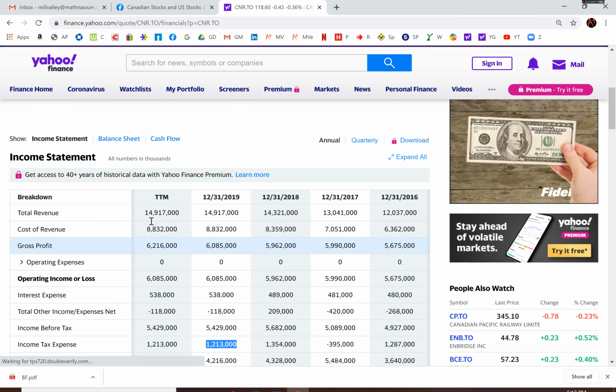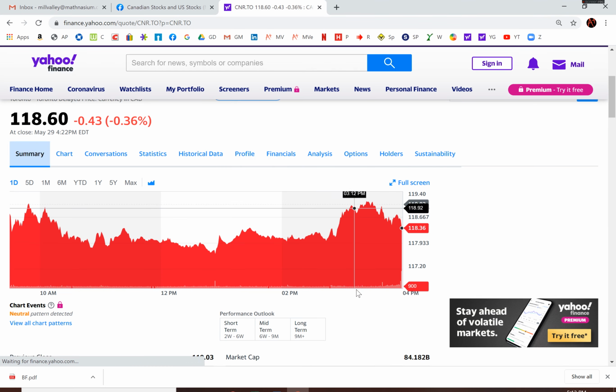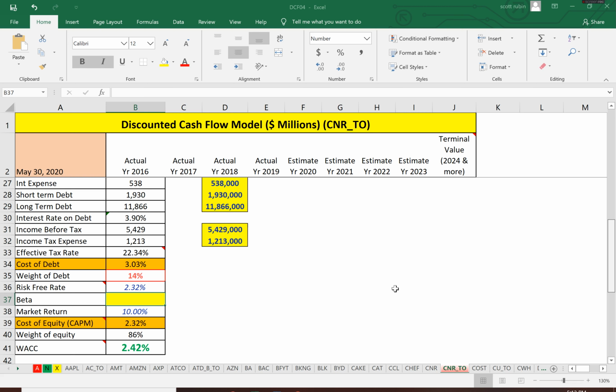And now the cost of equity, we have to just find the beta. That's in Yahoo also, 0.64. That's a really low beta. That's the volatility of the stock. That indicates the stock is not volatile at all. And the cost of equity is 7.24%.